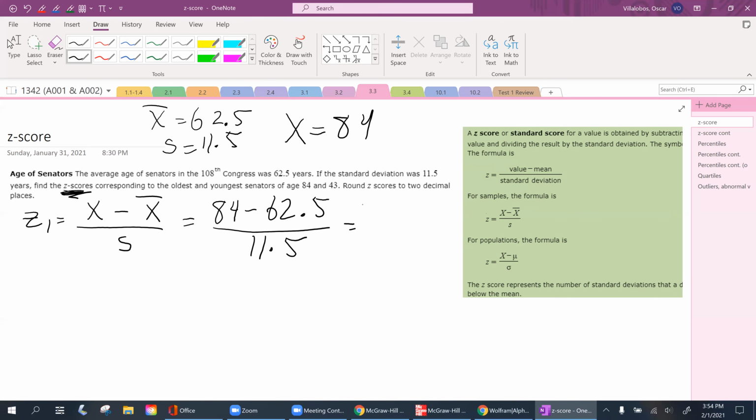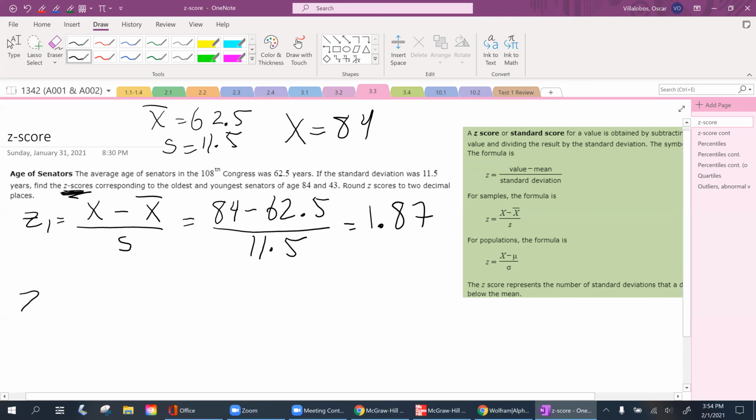That is 84 minus 62.5 divided by 11.5. Let's do two decimals. It's going to depend on what your homework asks, so it could be 1 decimal, 2 decimals, or 3. We'll do 2. So I get 1.87. So my z-score here is 1.87 for the oldest senator.